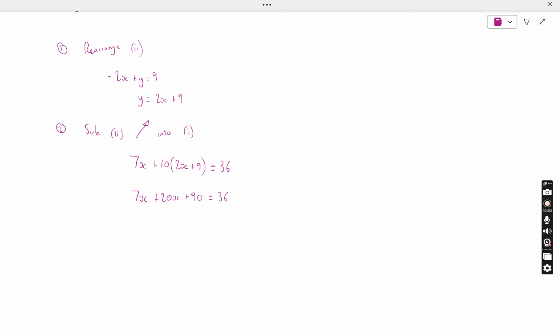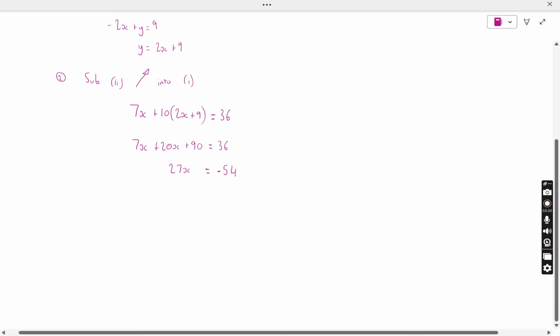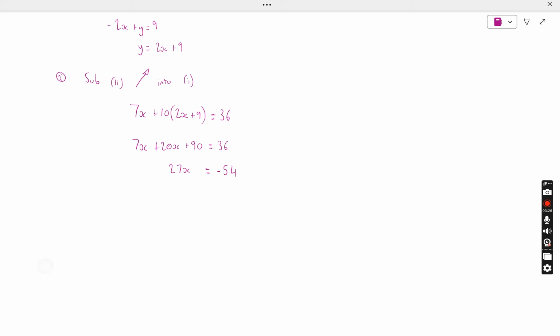And next step, we're going to collect some like terms. So I'm going to have 7x plus 20x is 27x. And at the same time, I'm going to subtract 90 from both sides. So I'm going to have equals 36 minus 90 is negative 54. Now from here, I'm going to divide both sides by 27. So 27x divided by 27 just leaves x by itself. Negative 54 divided by a positive 27 is negative 2.